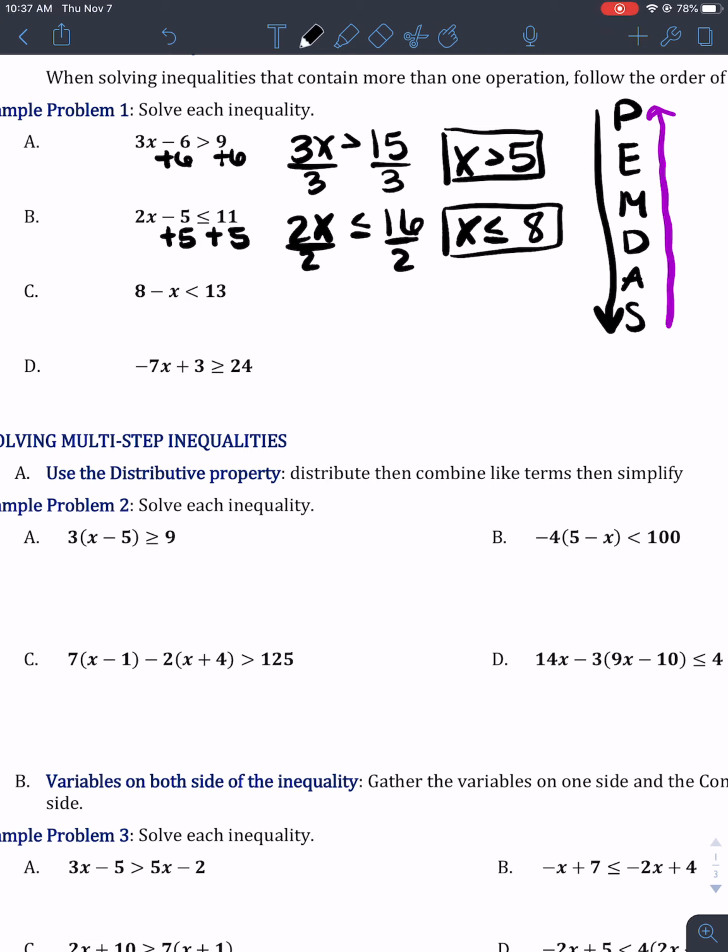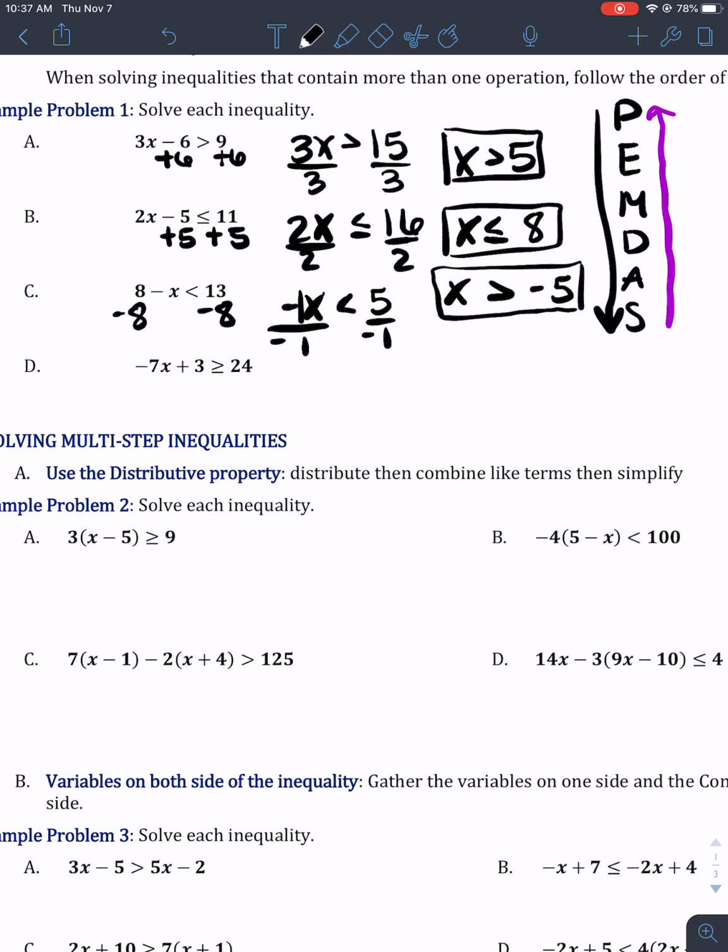So this one's a little bit more complicated. I have 8 minus x less than 13. So this 8 is being added, so I'm going to subtract 8 from both sides. And when I do, I have negative x is less than 5. But now I have a negative x, or a negative 1x if you want to think about it that way. So I need to divide by negative 1. And when I divide by a negative, I have to flip my sign. So my sign is now going to be greater than instead of less than. And 5 divided by negative 1 is negative 5.